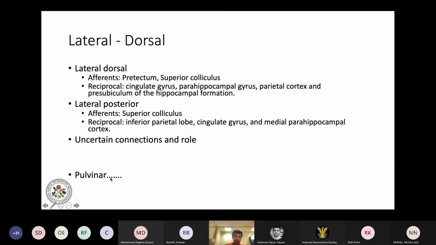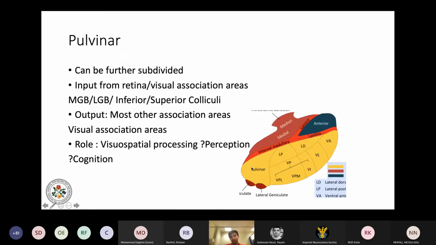Now we'll have a look at the pulvinar. So this is a fairly large structure. Again, some people argue whether you can call this lateral or posterior. And again, we're calling it the pulvinar, but there's different forms of classification and you can break it down even further. So it receives input from the retina, visual association areas, the medial and lateral geniculate bodies, and inferior and superior colliculi, which we saw in the earlier diagrams. So these are involved in vision, auditory inputs, and a similar story here. Okay, so one can argue that the role is visual spatial processing, processing of perception, and processing of these in relation to cognition.